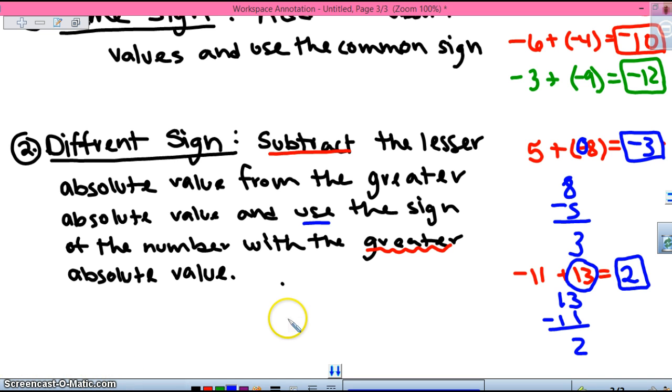So let's sing together the song to help us remember the rule for adding numbers with different signs. 1, 2, 3. Different signs, subtract and keep the sign of the greater absolute value. Very good.